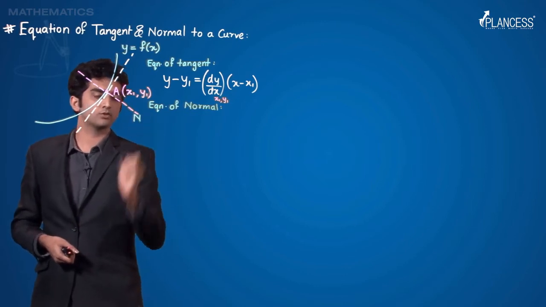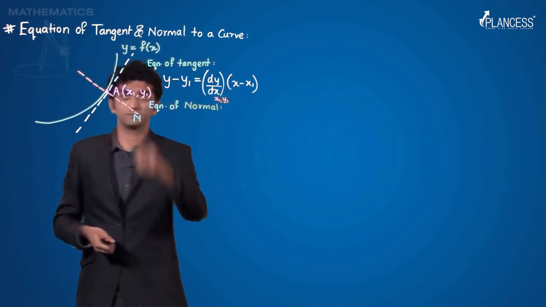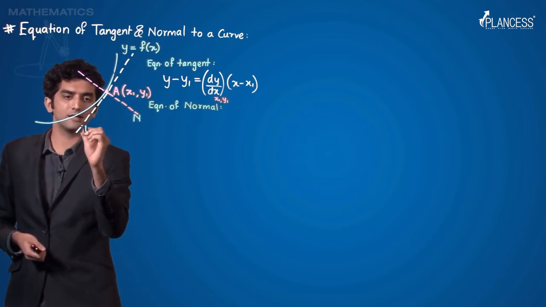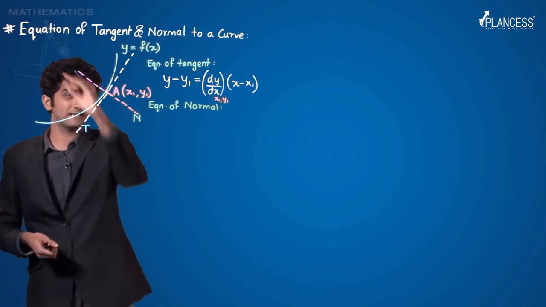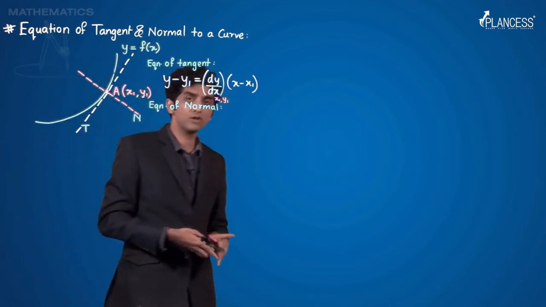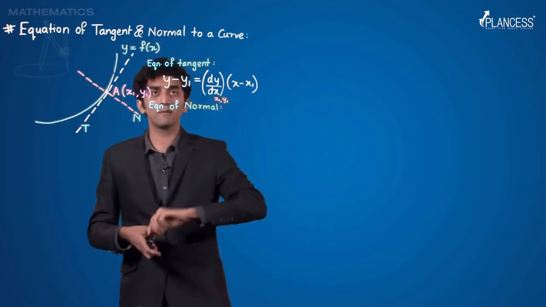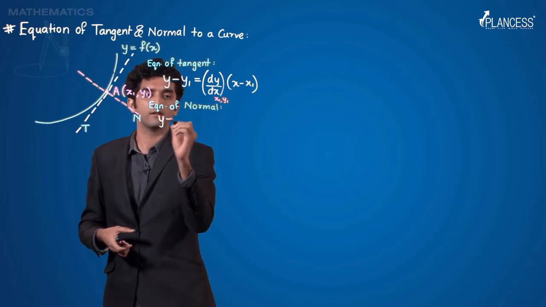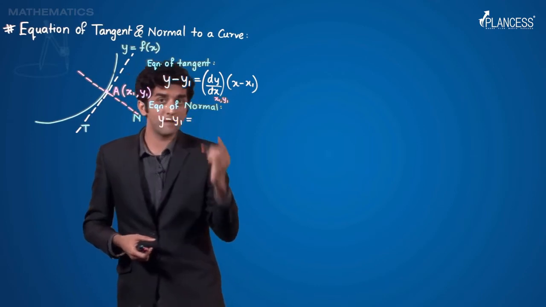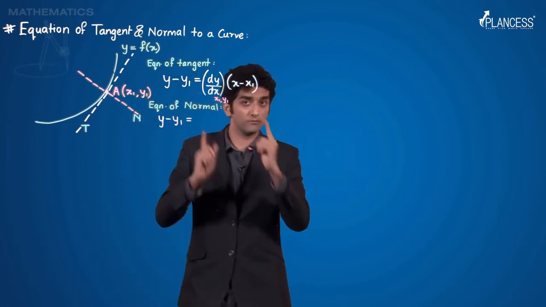This is the normal, so I write that as n, and this is the tangent, so I write that as t. This is line t, this is line n. Now equation of normal, again via the slope point form, we'll have y minus y1 is equal to m. Now m is the slope of the normal.